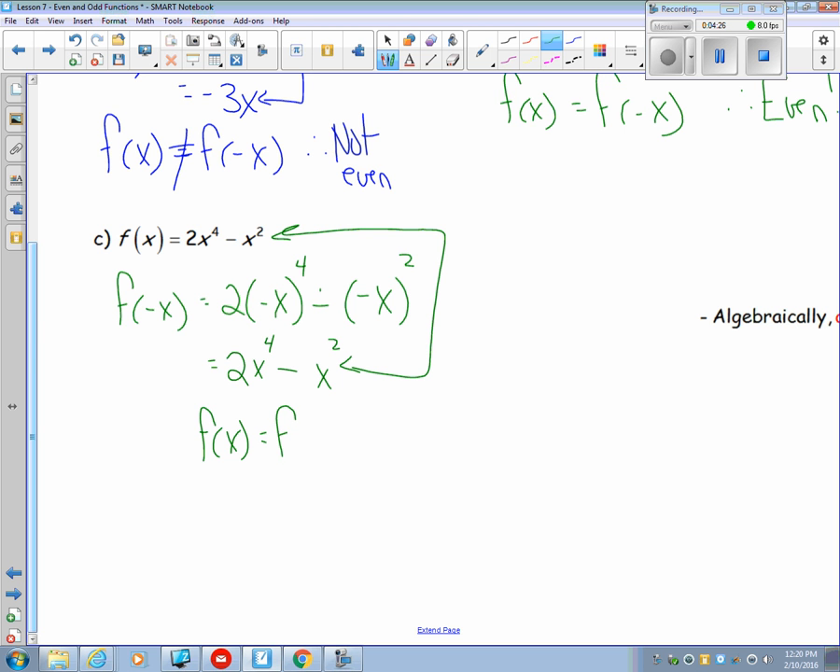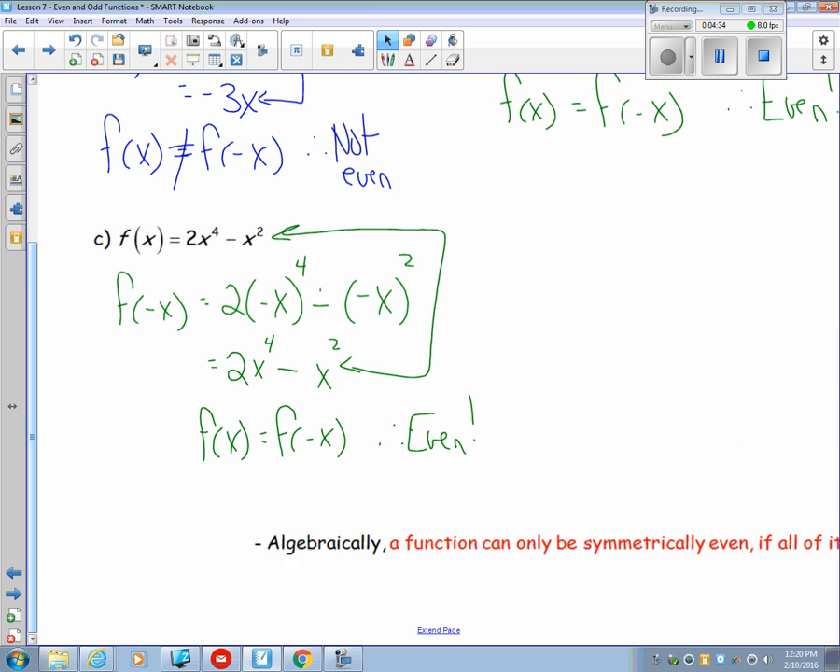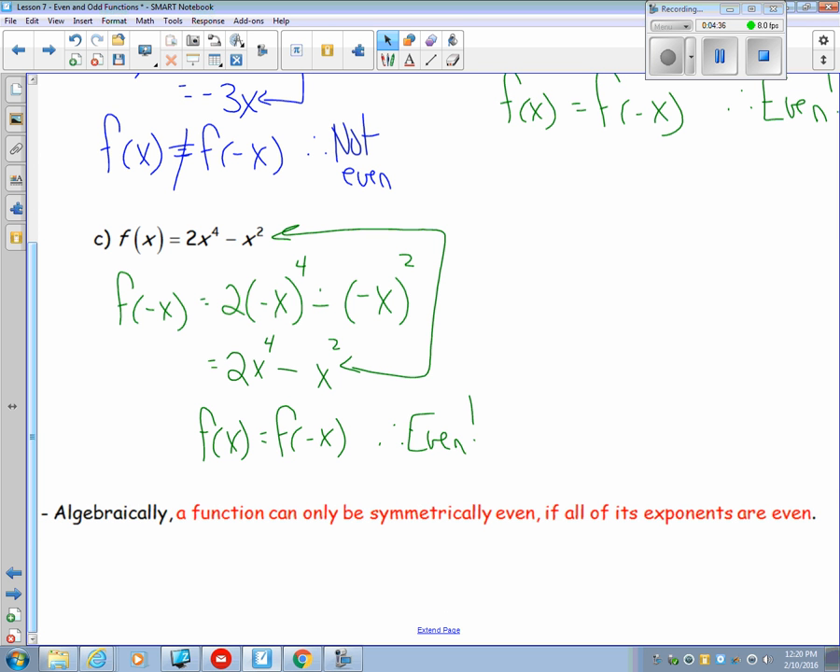So f(x) equals negative f(x)... wait, f(-x) equals f(x). This is even. Now this is how I can prove it, but there's something I should know. Algebraically, a function is only symmetrically even if all of its exponents are even. So look at the last one we just did. I got a power of 4 and a power of 2. Well, those are both even numbers. I knew it was going to be even before I started.